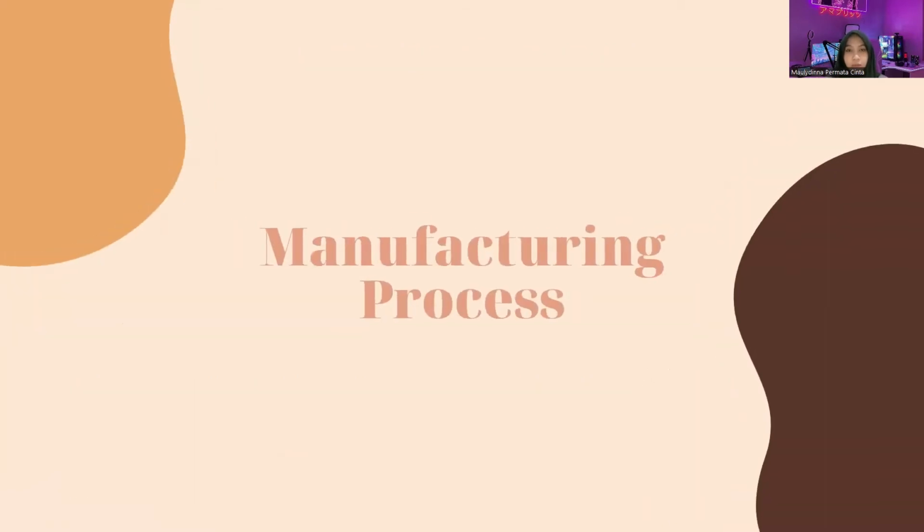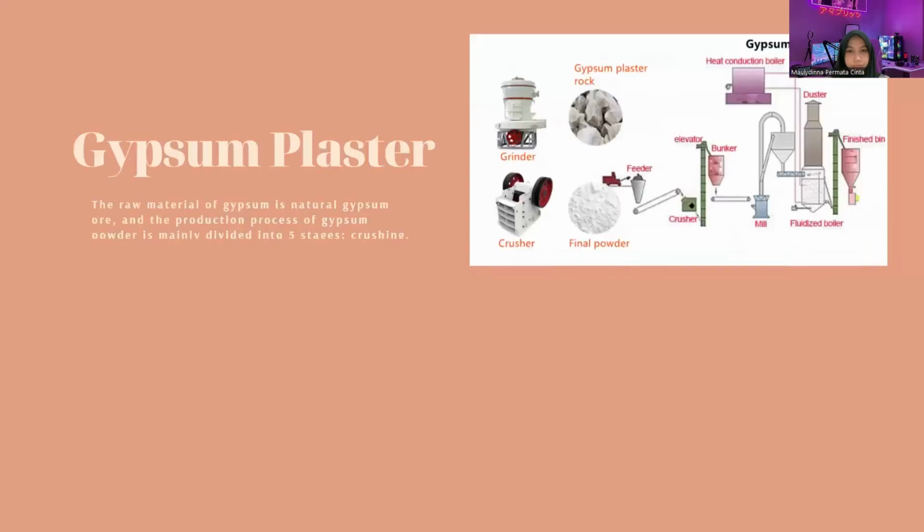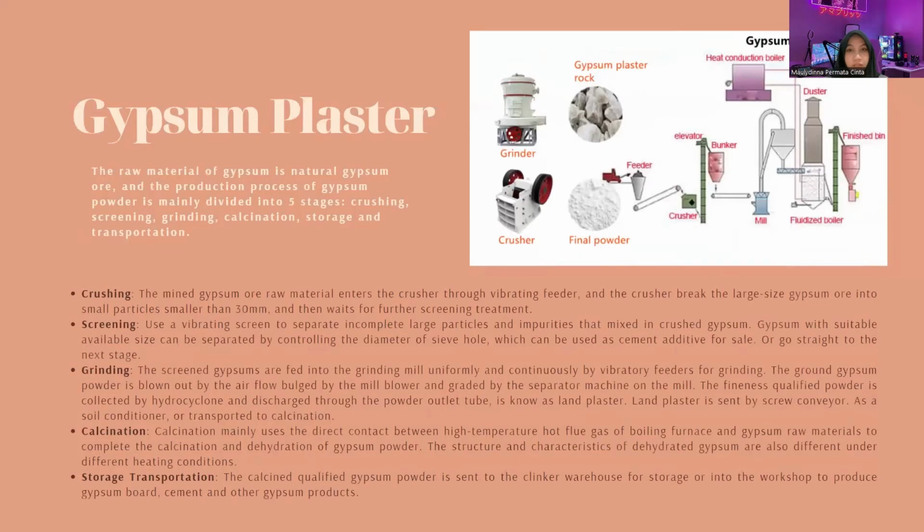The next slide about manufacturing process. This is manufacturing process of gypsum plaster. The raw material of gypsum is natural gypsum, and production process of gypsum powder is normally divided into 5 stages. 5 stages is crushing, screening, grinding, calcination, storage, and transportation.